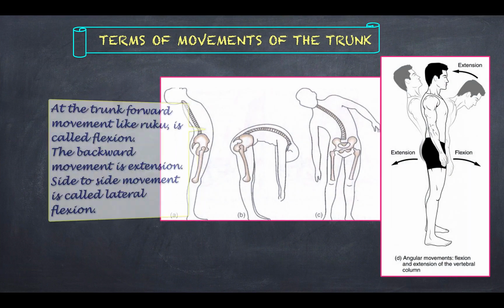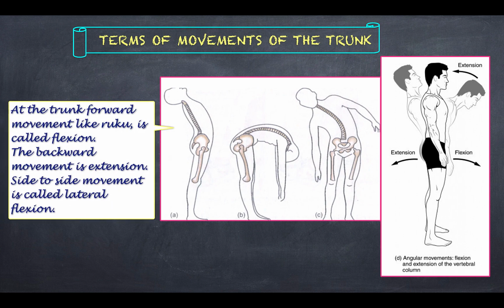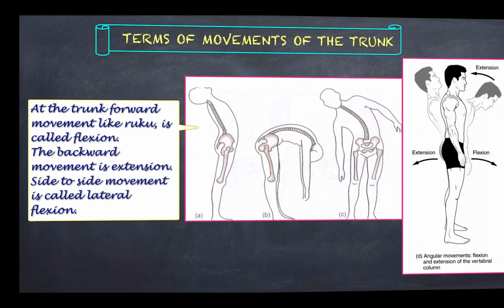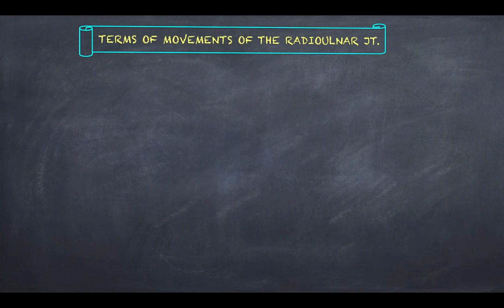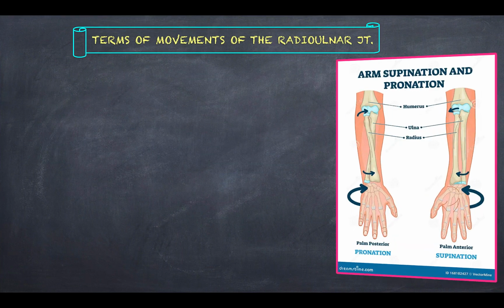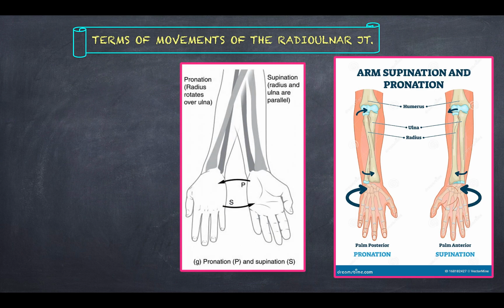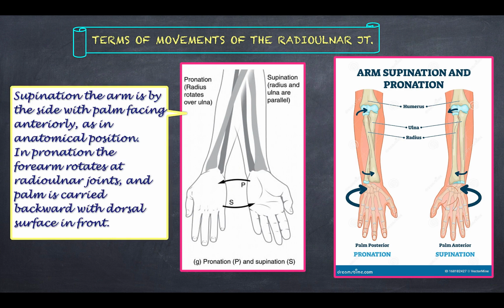Now in the trunk, we can go forward and backward, like in a ruku, and also lateral. Both side lateral is called lateral flexion, because we are bending and decreasing the angle. Now this is a movement which occurs only in the forearm, and it is a very important movement because this is a functional movement.